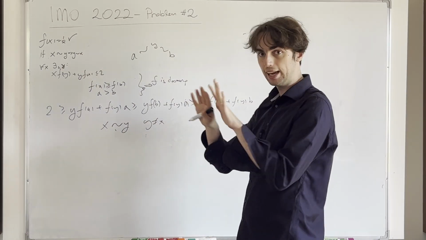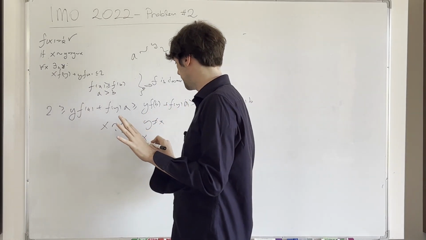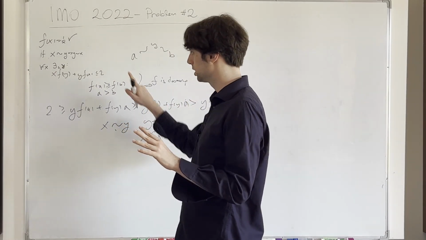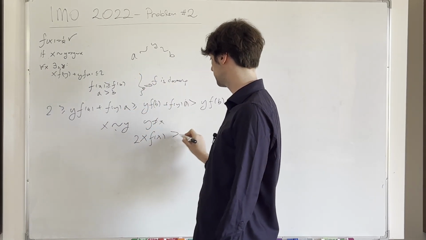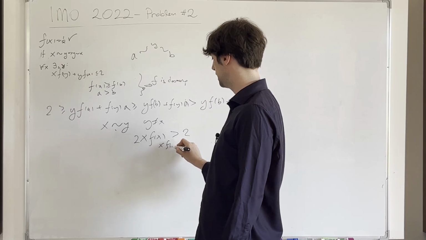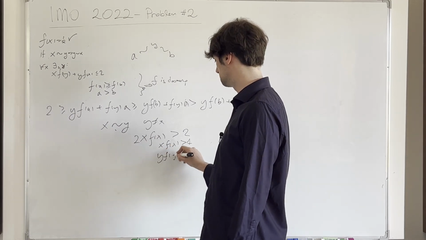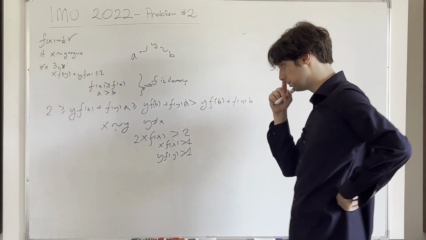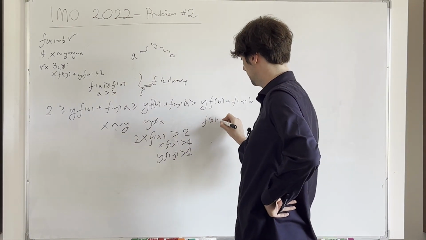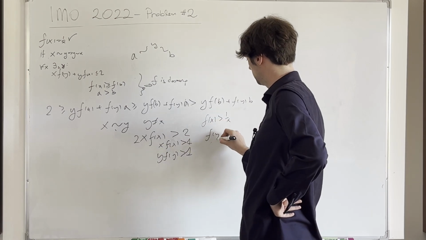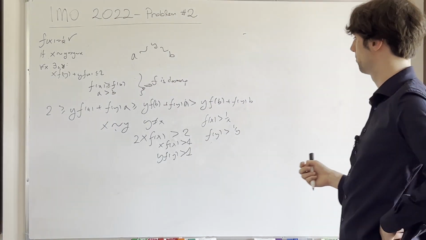Well, we know that for everything else, if x and y are paired, then everything else is greater than 1. So we have x times f(x). If I plug in x and x, I'm going to have 2 times this is strictly greater than 2. In other words, x times f(x) is greater than 1. And the same thing needs to hold true with y: y times f(y) is also greater than 1. So f(x) is greater than 1 over x, and f(y) is greater than 1 over y. We're in positive real numbers, so we can divide these inequalities.